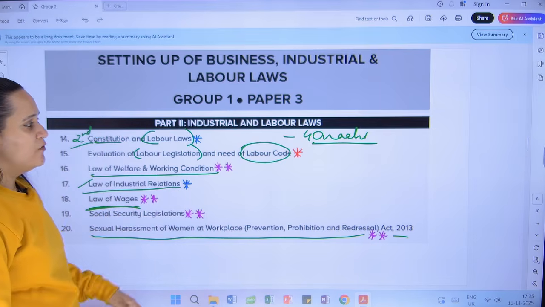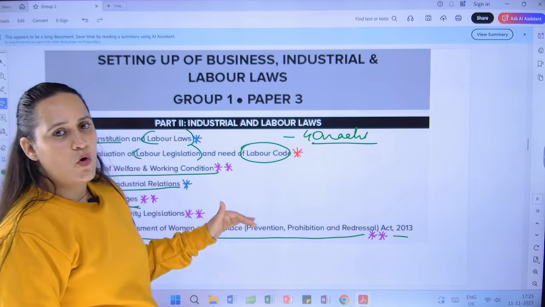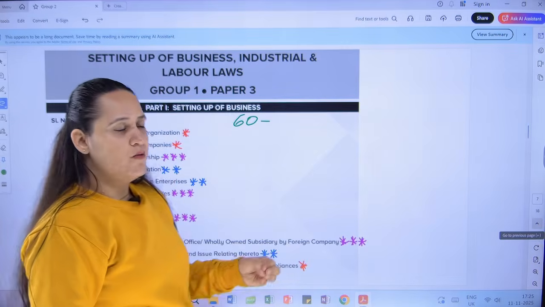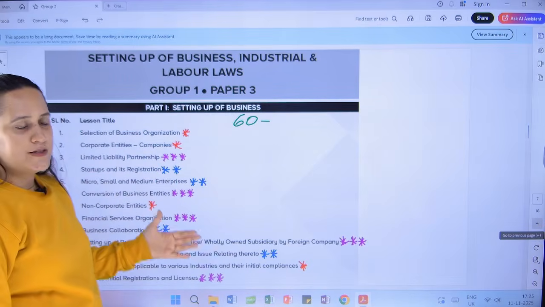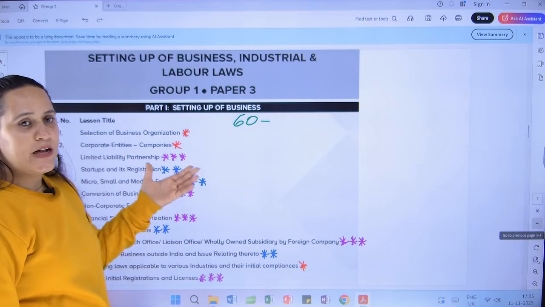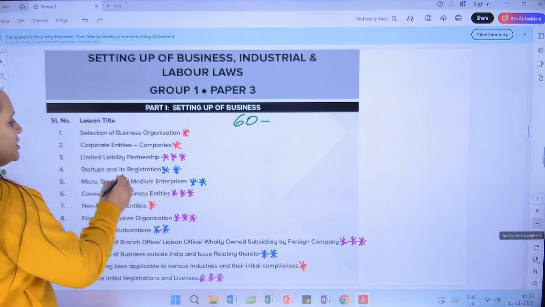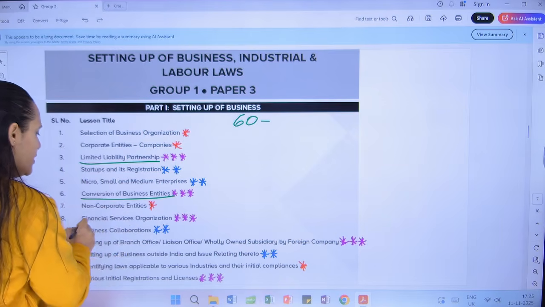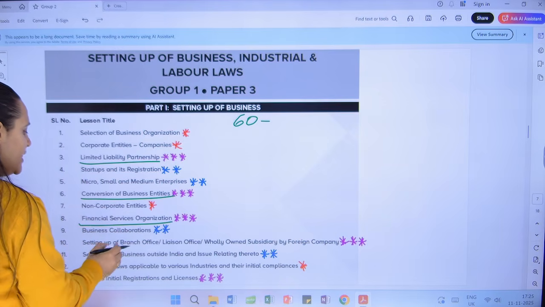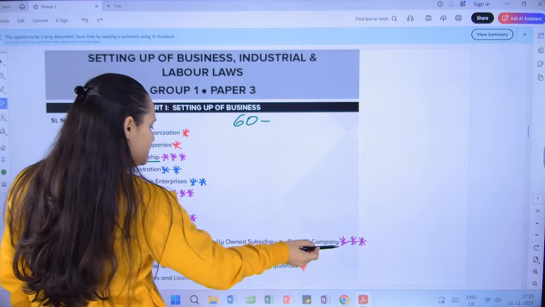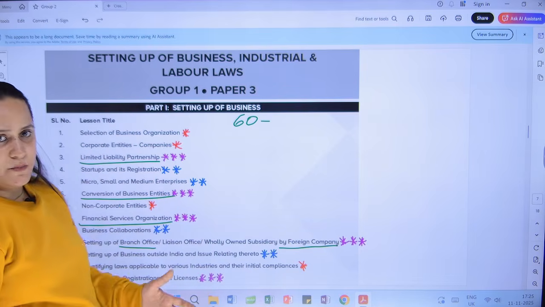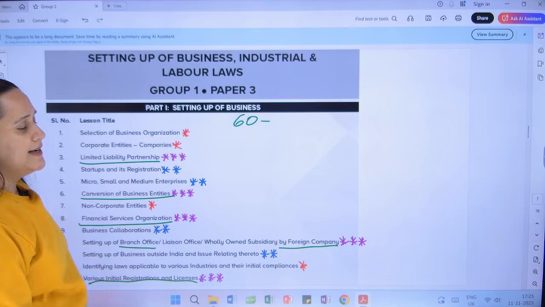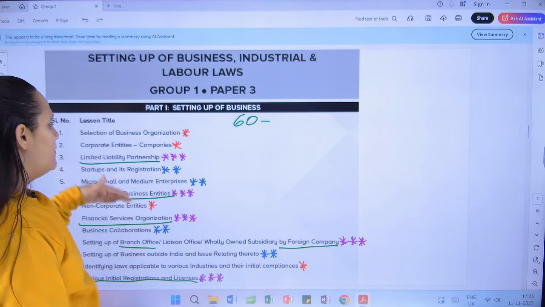So this is the order of preference that you should have when you're preparing for the labor laws under part B. Once you finish the labor law provisions, then you can come to part A of the syllabus, where you're going to see setting up of business. In this, high weighted chapters are limited liability partnership, conversion of business entities, financial service organizations, setting up of branch office, wholly owned subsidiary or foreign companies. And lastly, various initial registrations and licenses. Okay, these are the important chapters.